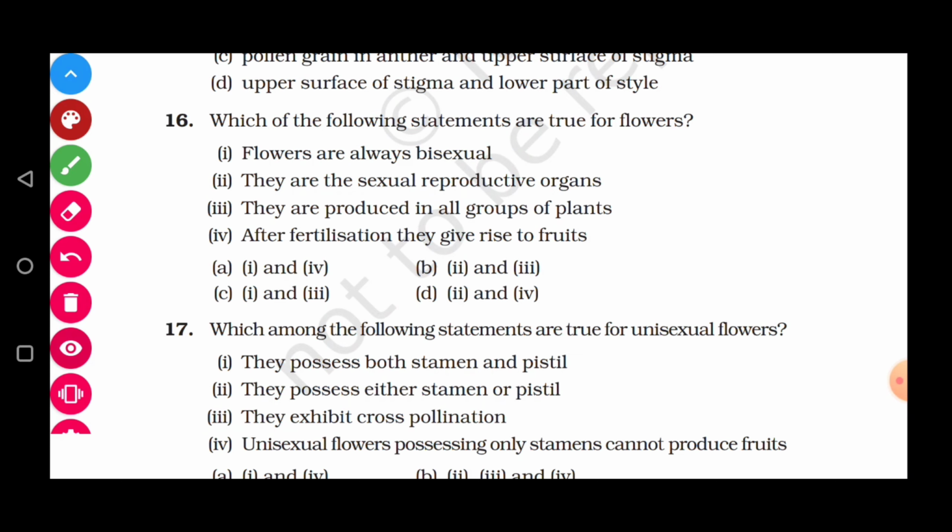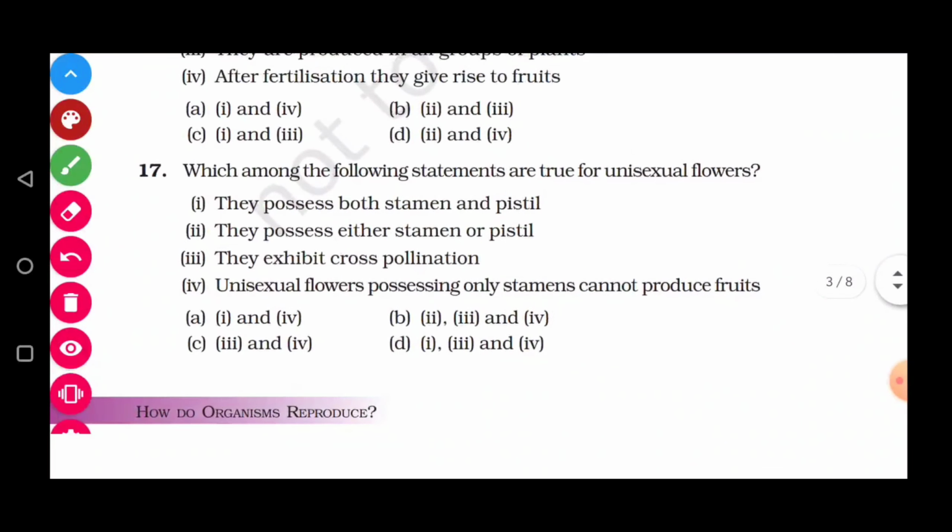Next question, question number 17. Which among the following statements are true for unisexual flower? We have to see which statement is true for unisexual flower. First, they possess both stamen and pistil. Second, they possess either stamen or pistil. Third, they exhibit cross pollination. Fourth, unisexual flower possessing only stamens cannot produce fruits. So we can say that option 3rd, second is correct.